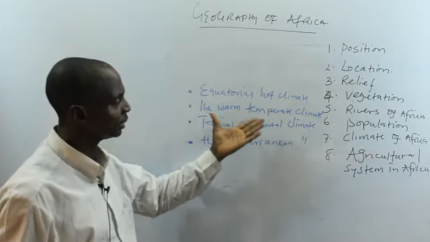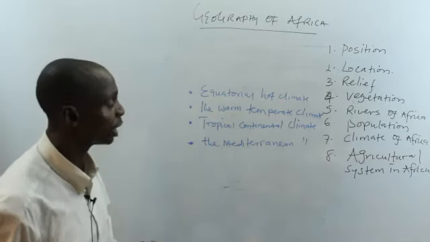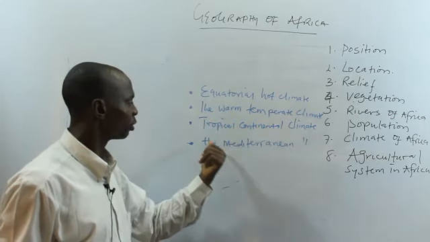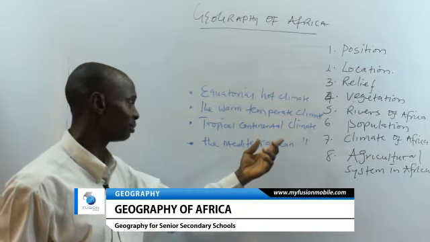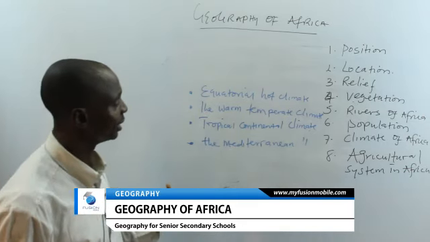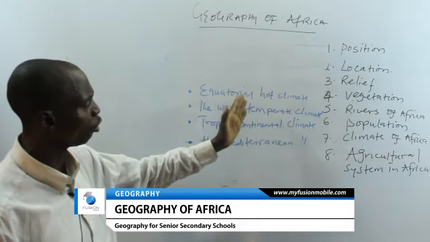Now, these are the types of climate that we have in Africa. Number 1, equatorial hot climate. Number 2, the warm temperate climate. Number 3, the tropical continental climate. And number 4, the Mediterranean climate. Look at this, the equatorial hot climate.